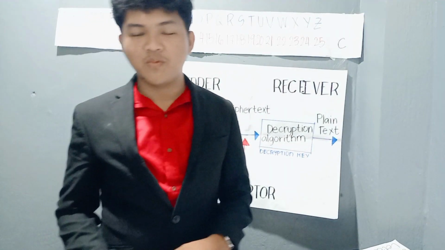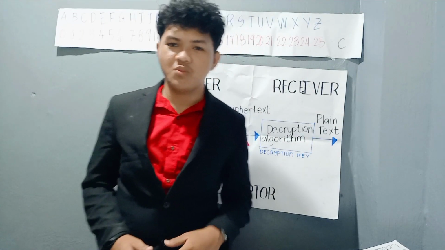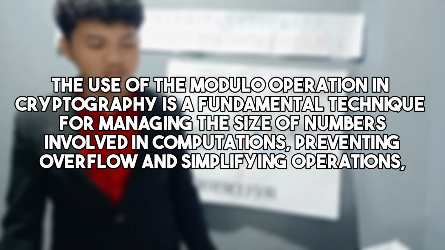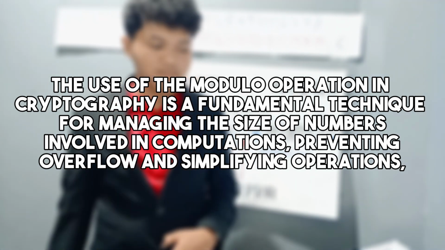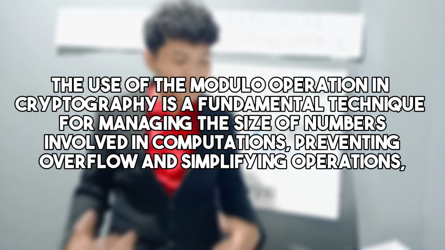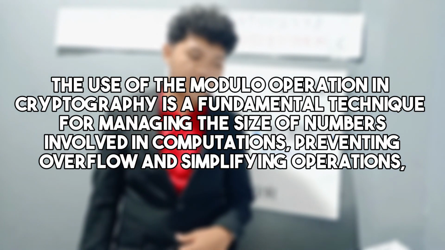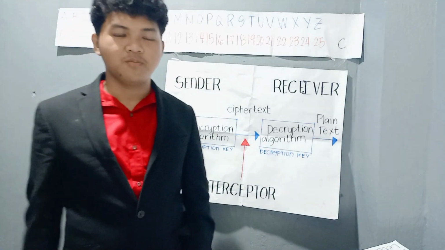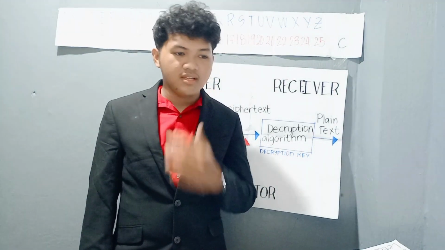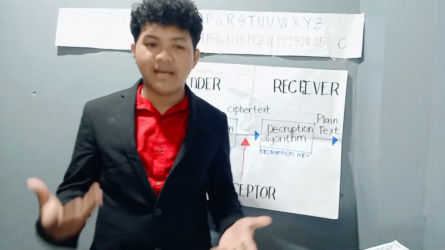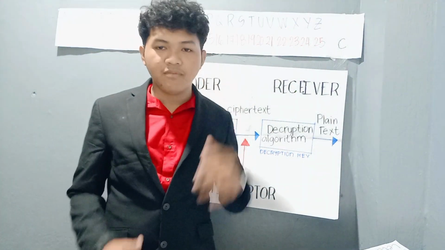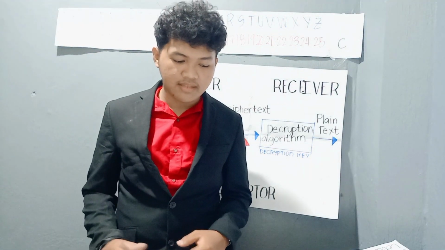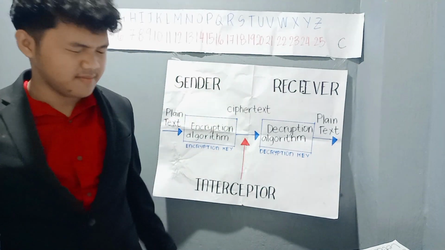And after the shift cipher, we have the modulo operator. So what is the modulo operator? The modulo operator helps ensure that computations stay within a specific range, preventing numerical overflow and supporting efficient and secure calculations. So in short, from the word modulo, we're doing some mathematics. We have the formula y equals c plus k, modulo 26.